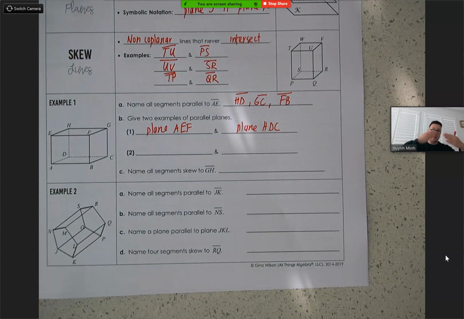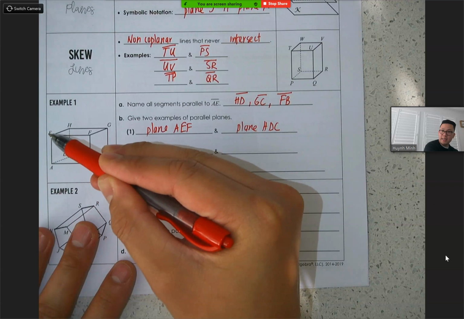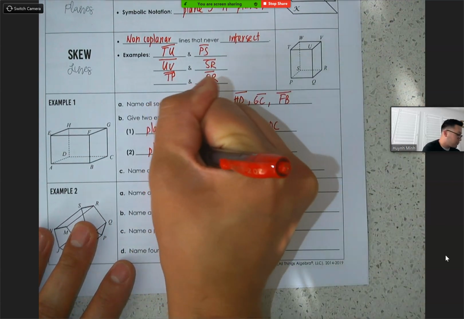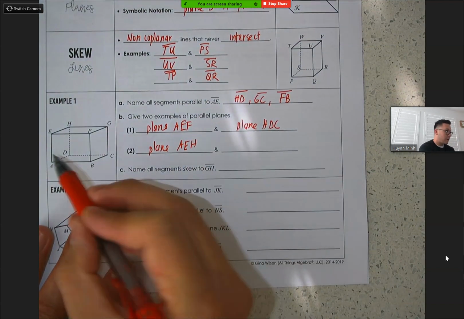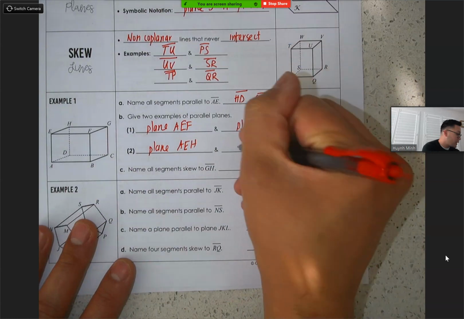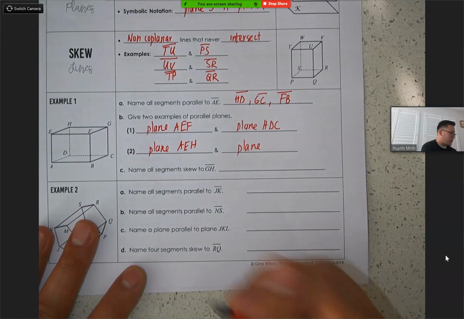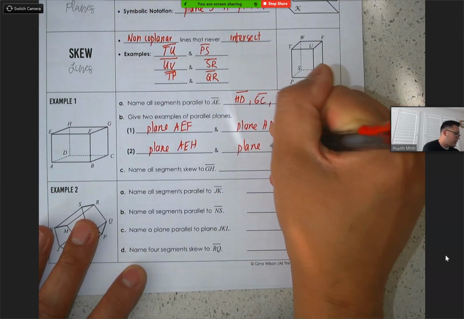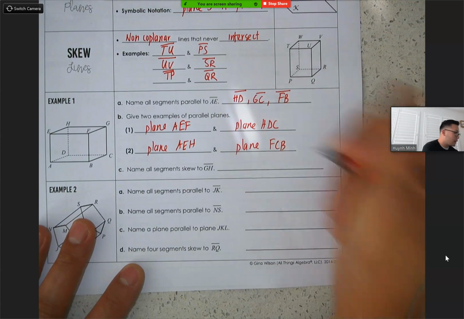Let's do another one. Let's talk about something other than front and back. Let's choose the left and the right side. So my left side right over here, I got AEH, right? Plane AEH. That's the left side, right? And on the right side, I would choose one of these, so I can say plane, and any one. I'm not having any preference towards the letter, so I can just say FCB, right? Any 3 letters that make up that side.